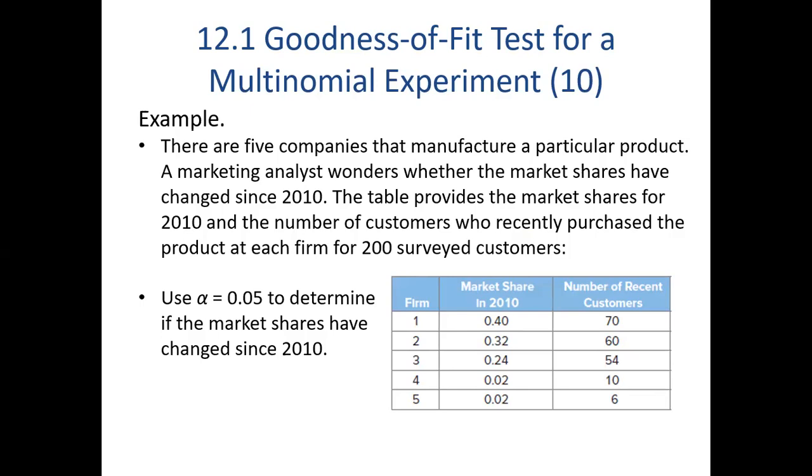There are 5 companies that manufacture a particular product. A marketing analyst wonders whether the market shares have changed since 2010. The table provides the market shares for 2010 and the number of customers who recently purchased the product at each firm for 200 surveyed customers. Okay. Use alpha equal to 0.05 to determine if the market shares have changed since 2010. So in 2010, the market shares are given and the number of recent customers are also given. This is the observed count.